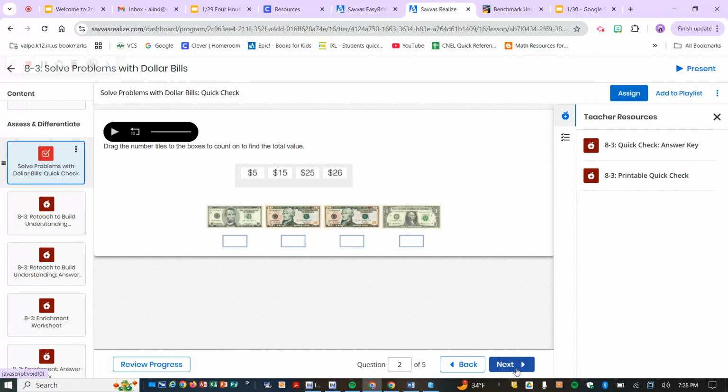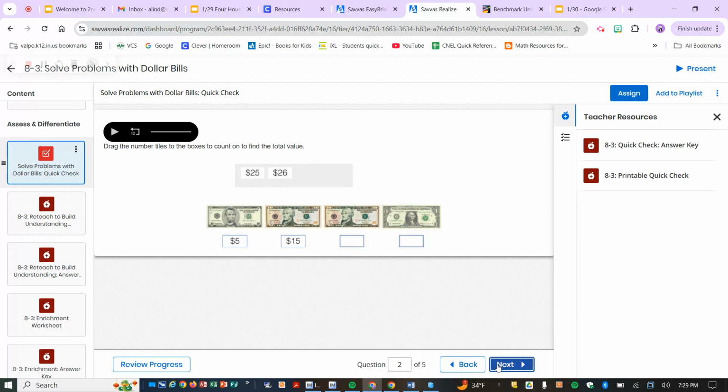Number 2 says, drag the number tiles to the boxes to count on to find the total value. So we are starting here with 5. This is not the way our book showed us to do it, but this is the order that this problem has the numbers. So we're going to say 5 plus 10, then 15 goes here, plus 10, plus 1. You finish the rest.